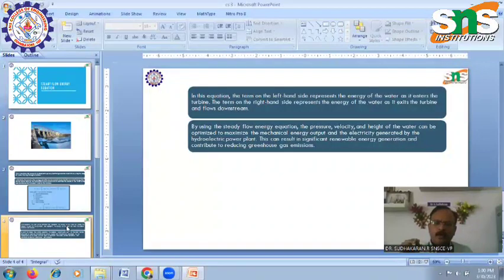So by using the steady flow energy equation, the pressure, velocity and height of the water can be optimized to maximize the mechanical energy output and thereby the electricity generated. This can result in significant renewable energy generation and contribute to reducing greenhouse gas emissions.